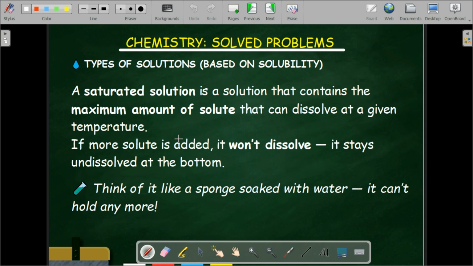Let's look at it closely. Types of solution based on their solubility. As explained, a saturated solution is a solution that contains the maximum amount of solute that can be dissolved at a given temperature. If more solute is added to a saturated solution, the solute will not dissolve anymore in the solvent. Think of this as a sponge that is soaked with water. The sponge is not capable of holding any further amount of water. We say the sponge has been saturated with water.